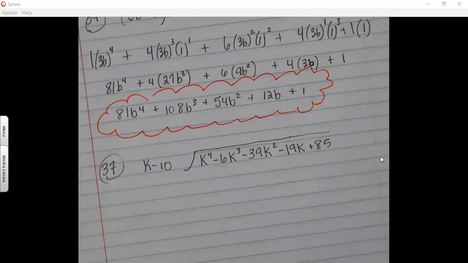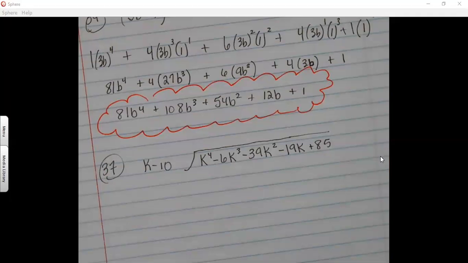Anybody know? Your divisor is linear. Yes, linear, right? K is to the first power. And if K had a coefficient other than 1, you could do it, but it's going to make a fraction, so I would just do long division. Because K is to the first power. If K was squared, it'd be called quadratic. If K was to the third power, it'd be called cubic. If K is to the fourth power, it'd be called quartic. K to the fifth power, it'd be called quintic. I don't know that. I only know up to 5.